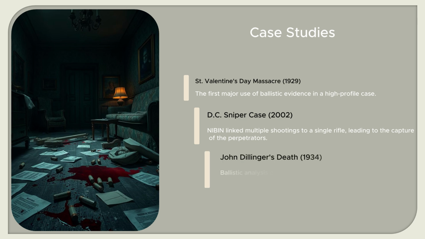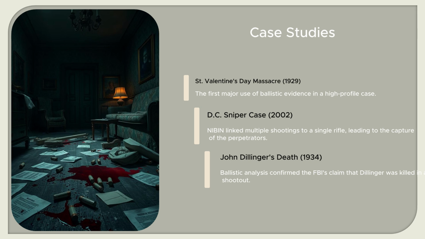Third case is famous as John Dillinger's death, 1934. Ballistic analysis confirmed the FBI's claim that Dillinger was killed in a shootout. The FBI's claim that notorious bank robber John Dillinger was killed in a 1934 shootout outside Chicago's Biograph Theater was validated through ballistic analysis, quashing persistent survival myths.